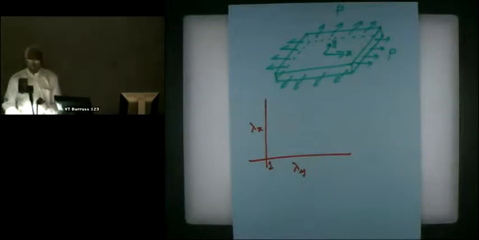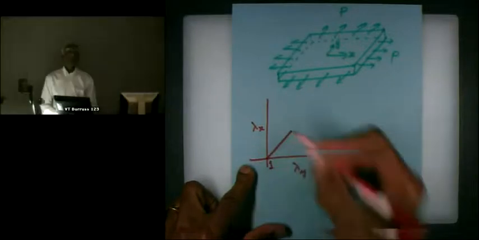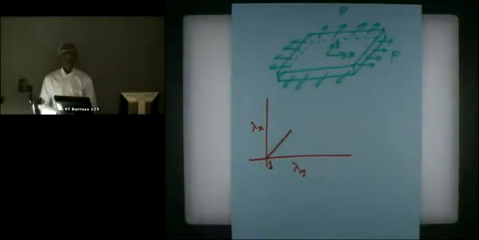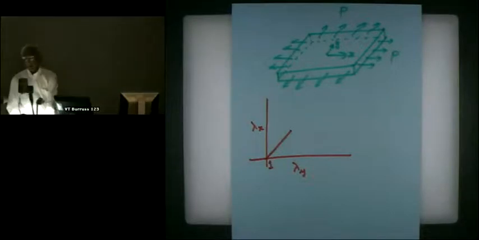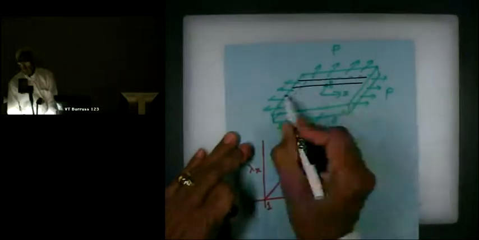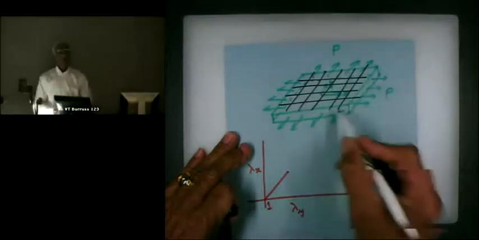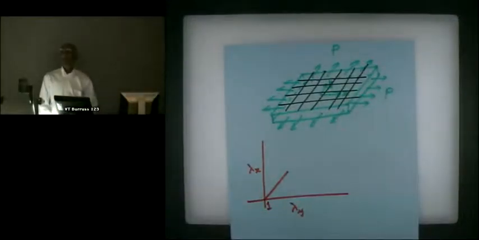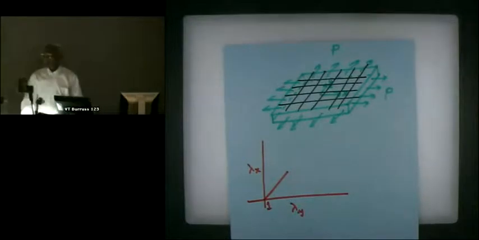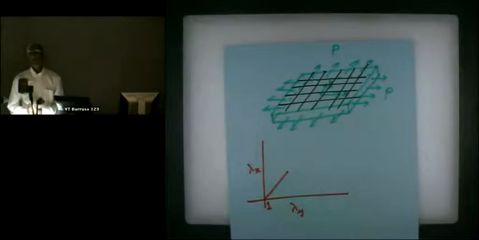Okay, so initially, as you said, the stretches are equal. So if you had drawn a grid on it, like if you had drawn a square grid, each square is deformed uniformly. Like each square, supposing this is a uniform grid, then each square looks again a square. No sweat or no problem.